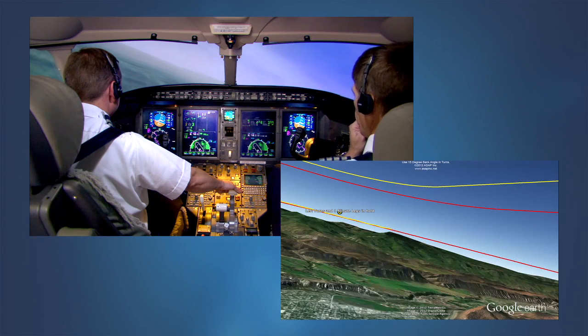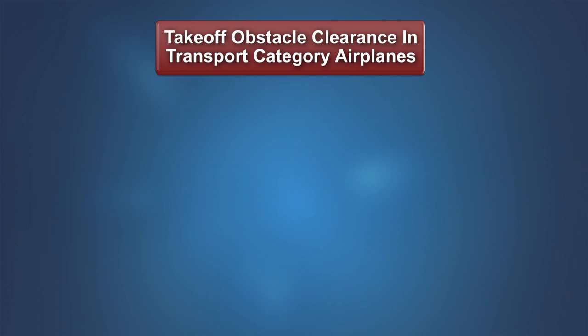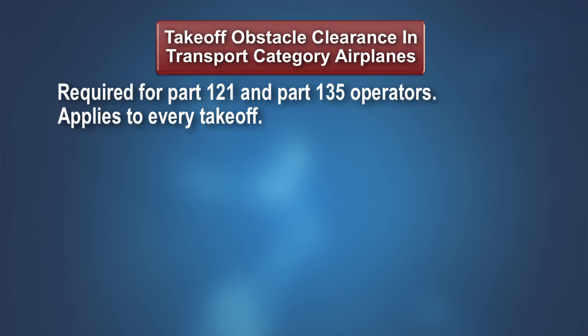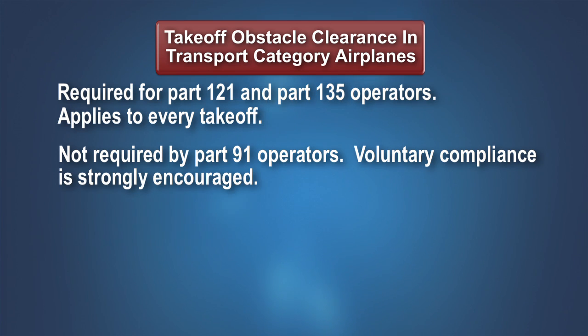As we bring the discussion to a close, it is beneficial to review a few key points. Part 121 and Part 135 operators of transport category airplanes have a legal requirement to ensure that the net takeoff flight path clears obstacles following an engine failure at or above V1 speed. These operators must consider takeoff obstacle clearance for every takeoff. It does not matter if the airplane is operated under instrument flight rules or visual flight rules, or if the weather conditions are VMC or IMC. Though not required, voluntary compliance is strongly encouraged by Part 91 operators.